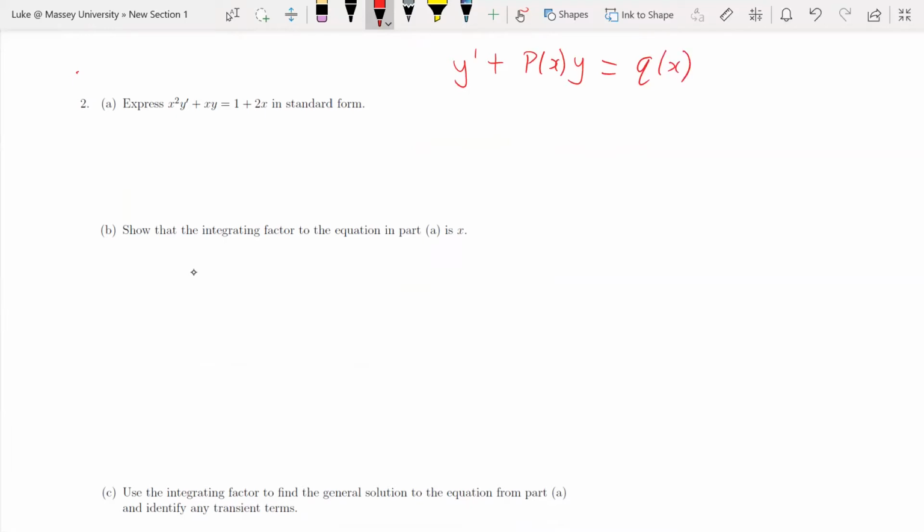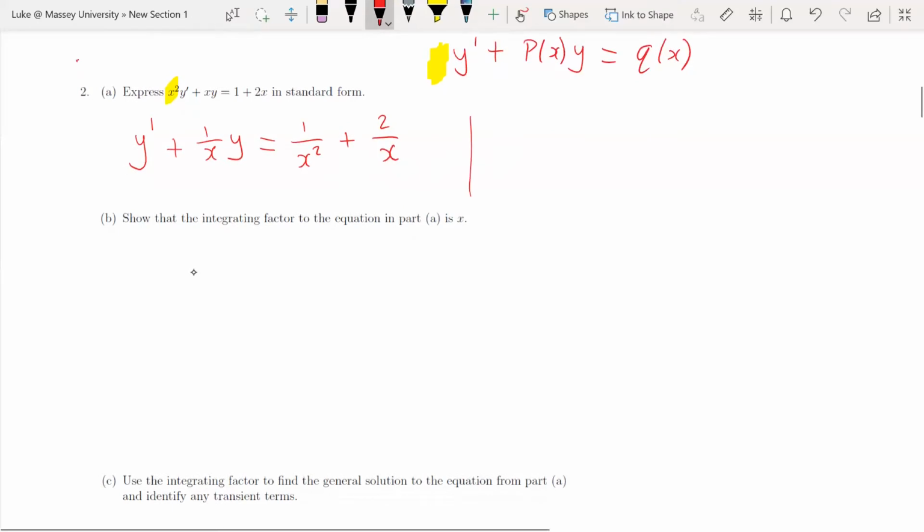Okay, so the only problem with this question is I have an x squared multiplying the first derivative term when I should be just multiplying that by 1. So I'm going to divide everything through by x squared here, and I should simply get y prime plus y times x divided by x squared is 1 over x, equals 1 divided by x squared is 1 over x squared, plus 2x divided by x squared is 2 over x. Okay, so pretty easy there.